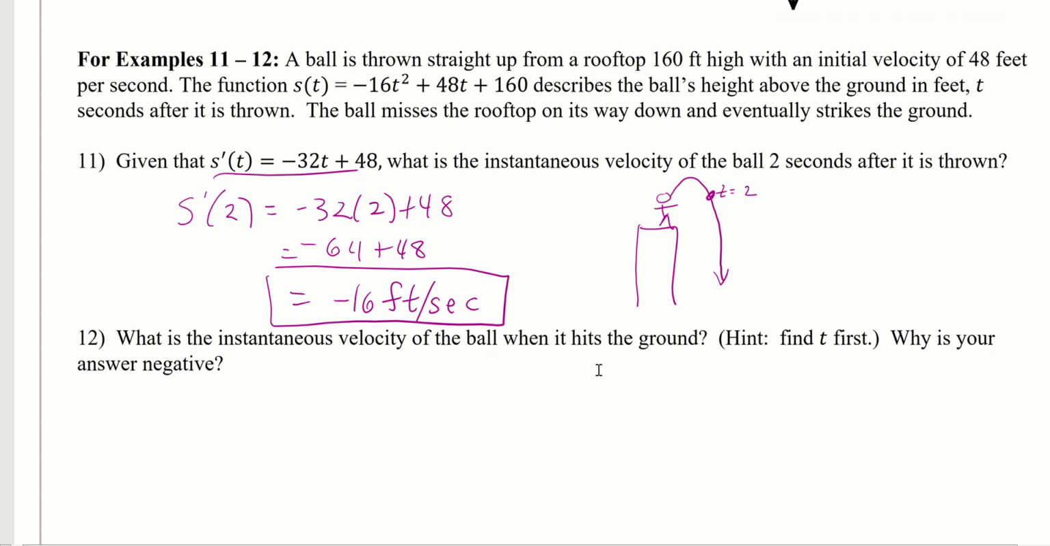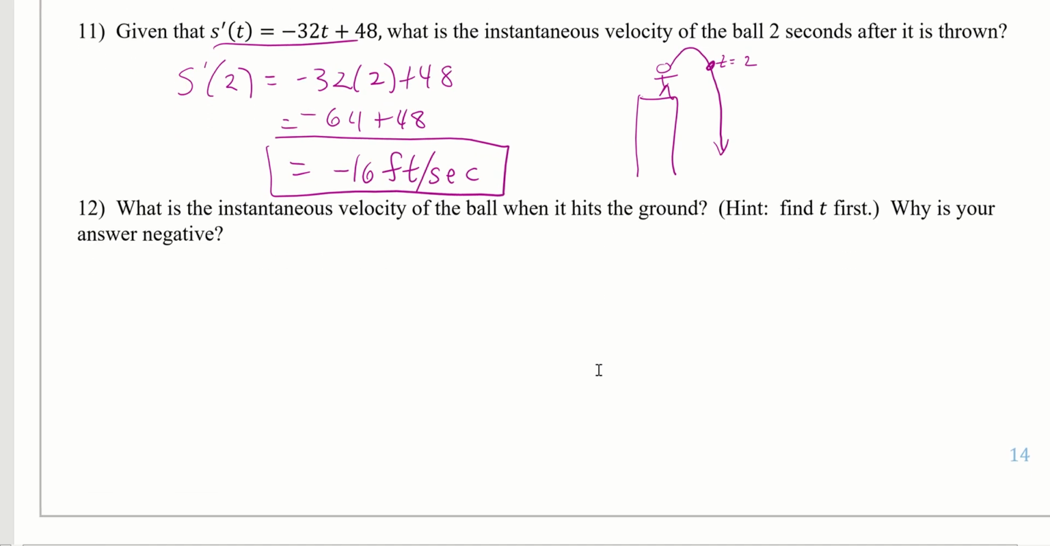It says, the second one here, what is the instantaneous velocity of the ball when it hits the ground? Okay, so it says hint, find t first. Why is your answer negative? Again, we talked about the negative answer right there because it's going down. We've said that going up is positive, so therefore going down is negative. So the big thing is we need to find, okay, well, when does it hit the ground? At what time does it hit the ground?